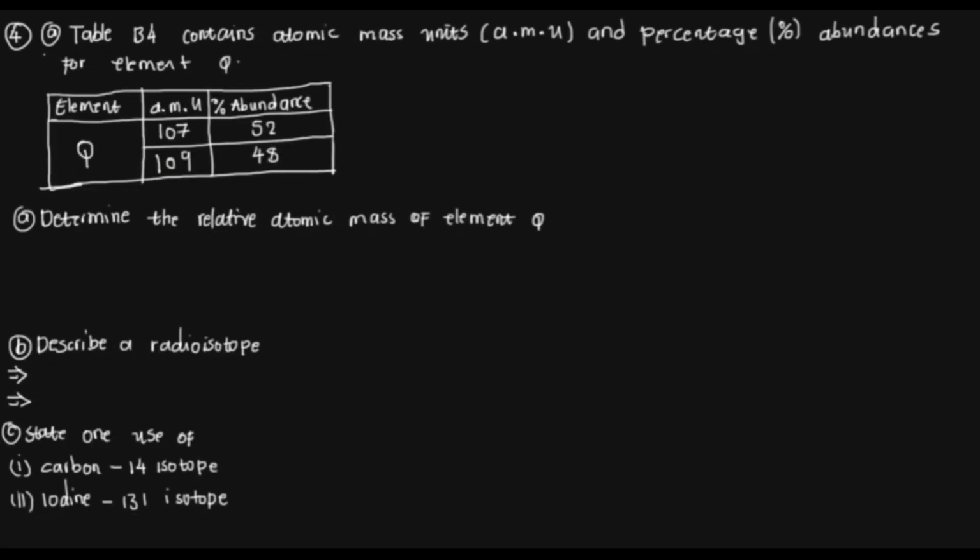Okay, now let's move on to question 4. Table 4 contains atomic mass units, AMU, and percentage abundance for the element Q. We can see that we have element Q, then atomic mass units: there is one with 107 and one with 109. In terms of the abundance, 52% and the other one with 48%. You need to take note that if you add the 52 plus the 48, it must give you 100%.